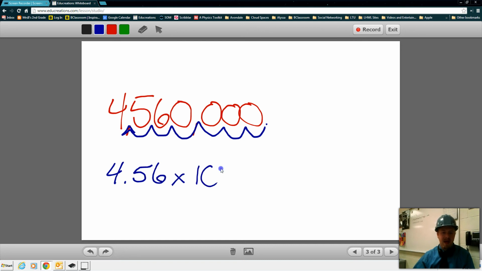4.56 times 10. Now my number was very large to begin with. So what I'm going to need to do is go ahead and put a very large exponent here, and in this case it's a 6.